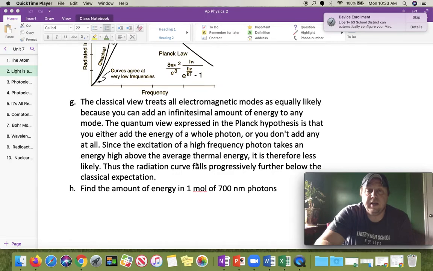So basically, in a nutshell, instead of continuously being able to add energy and getting higher frequency photons as a result, it was just the most probable photon that could be emitted based off of the amount of energy. So in order to get anything in the ultraviolet range, you're going to have a ton of energy available in order for that photon to be released.